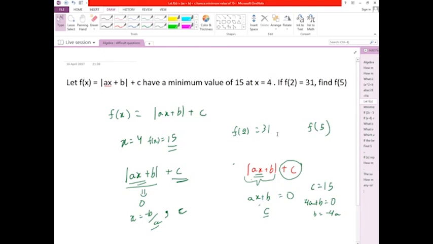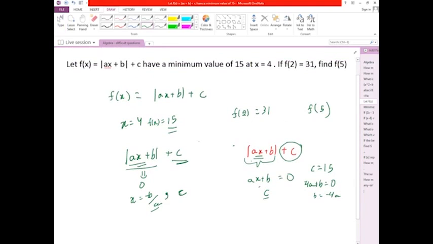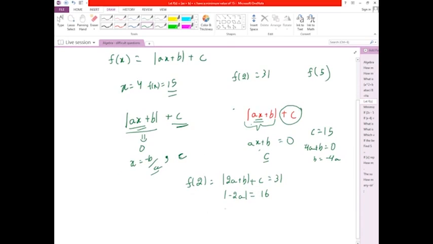We are also given that f(2) is equal to 31. So f(2) is equal to |2a plus b| plus c, and this is equal to 31. We know c is equal to 15, so we'll substitute that. We know b is equal to minus 4a, we'll substitute that, and we get |minus 2a| is equal to 16, or minus 2a equal to 16, or minus 2a equal to minus 16.